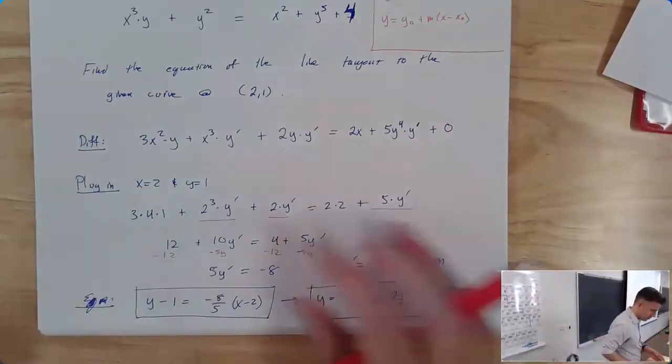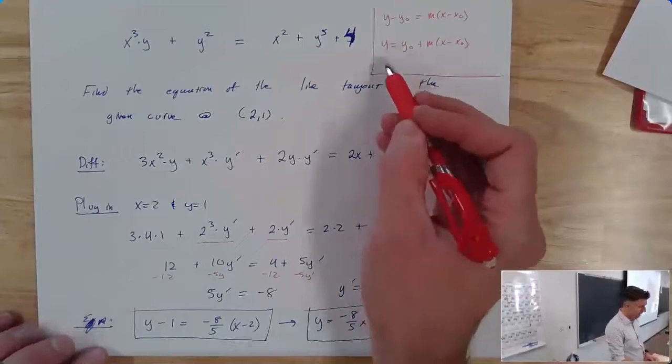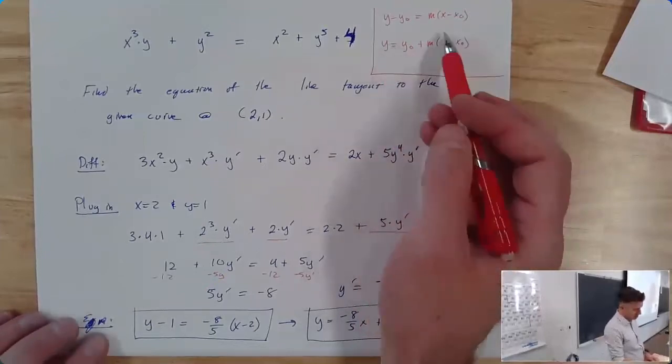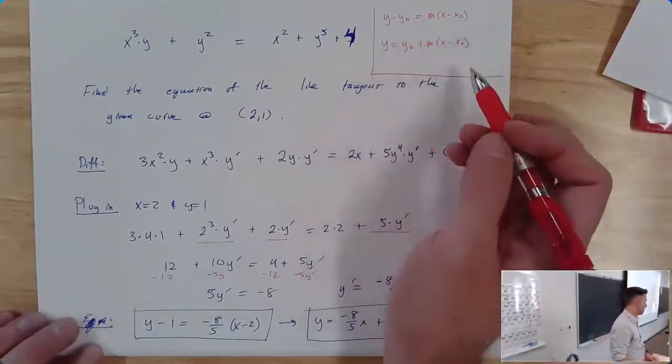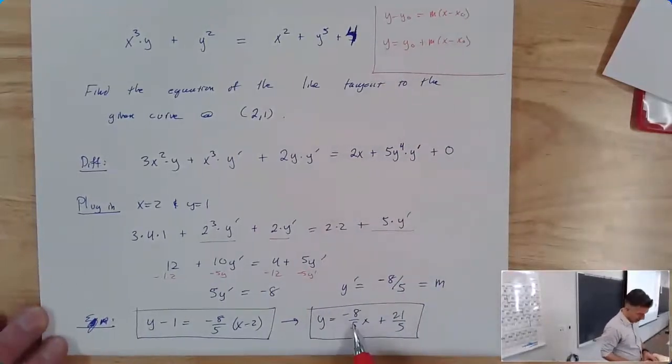Now, I will point out, even though this technically is isolating y by itself, you probably are expected to multiply this m by x minus x naught and then actually write it in this simplified version here, where you've got m times x plus this simplified y intercept.